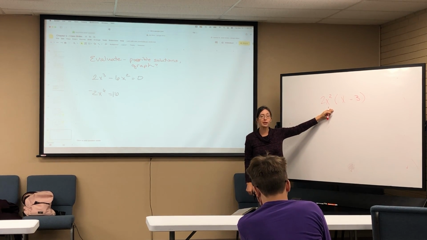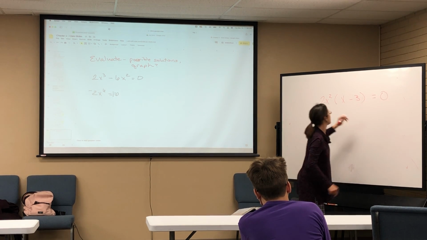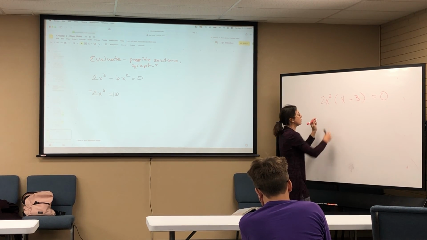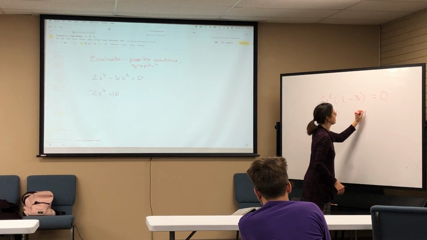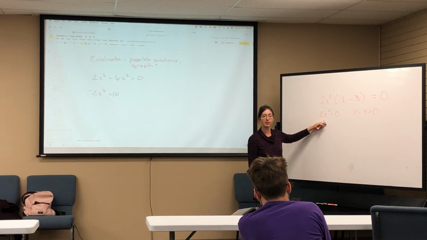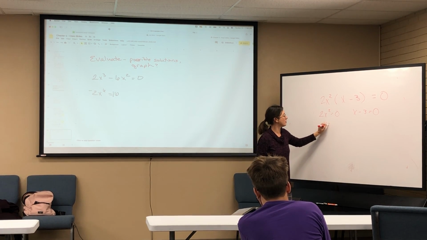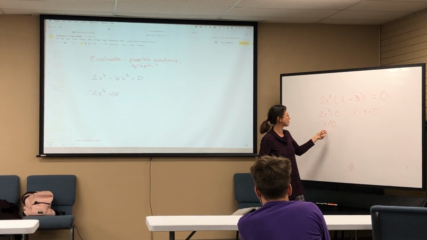So now, what are my solutions? If this whole thing is equal to 0, that means each of these parts have to be equal to 0. We're going to set each part equal to 0 to find our solutions. In the first case, x is equal to what? 0. X is equal to 0. Plus or minus 0, technically. But it's 0, so there's 2.